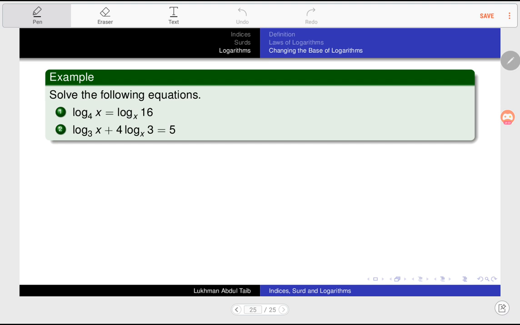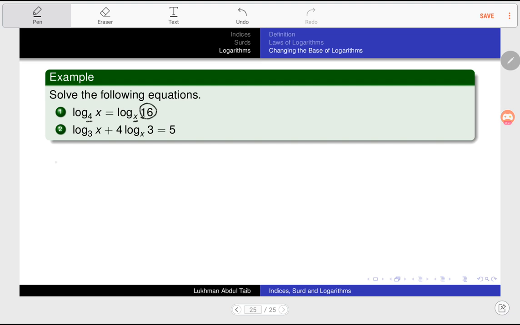Okay, but notice that at the left hand side we have base 4, but here we have base what? Base x. And here we have 16. So what we can do here is, before we change the base, we change 16 to a number in index form that is related to 4.